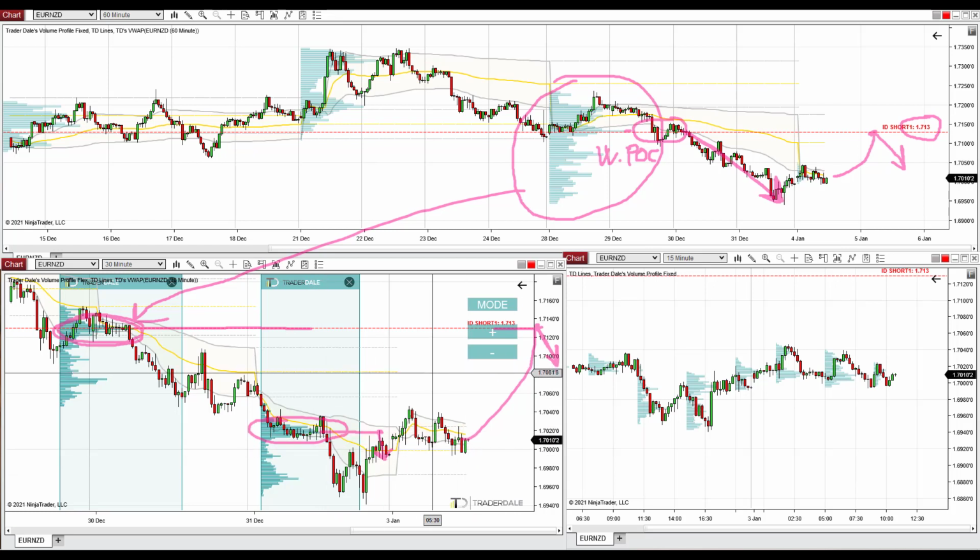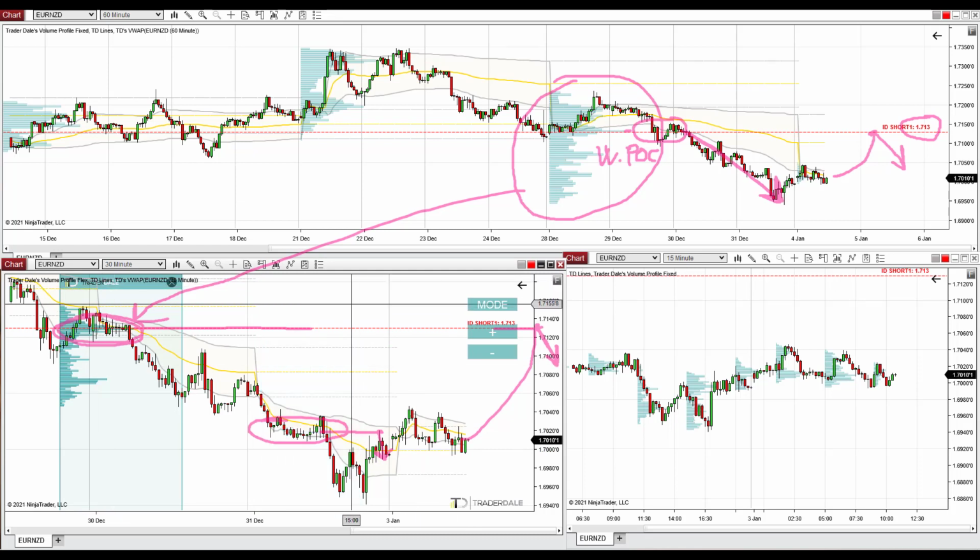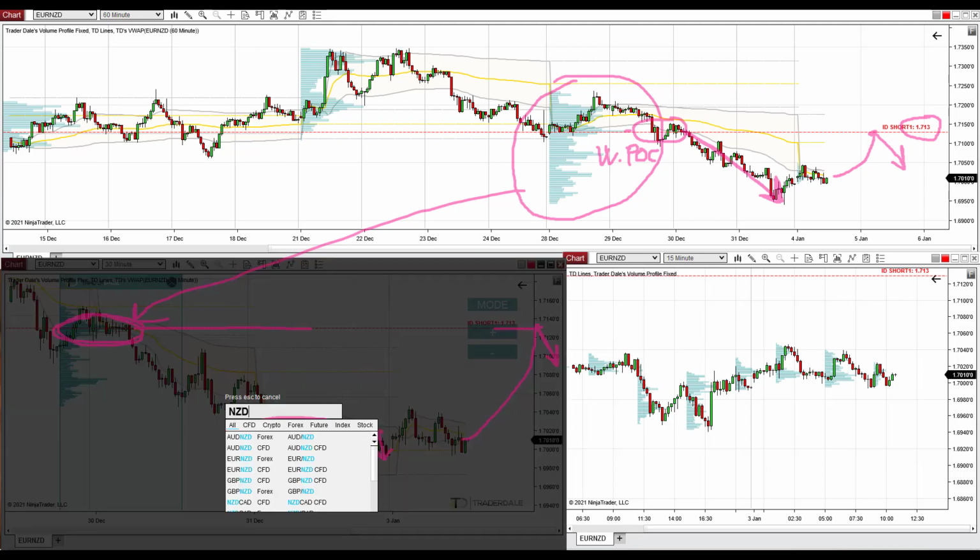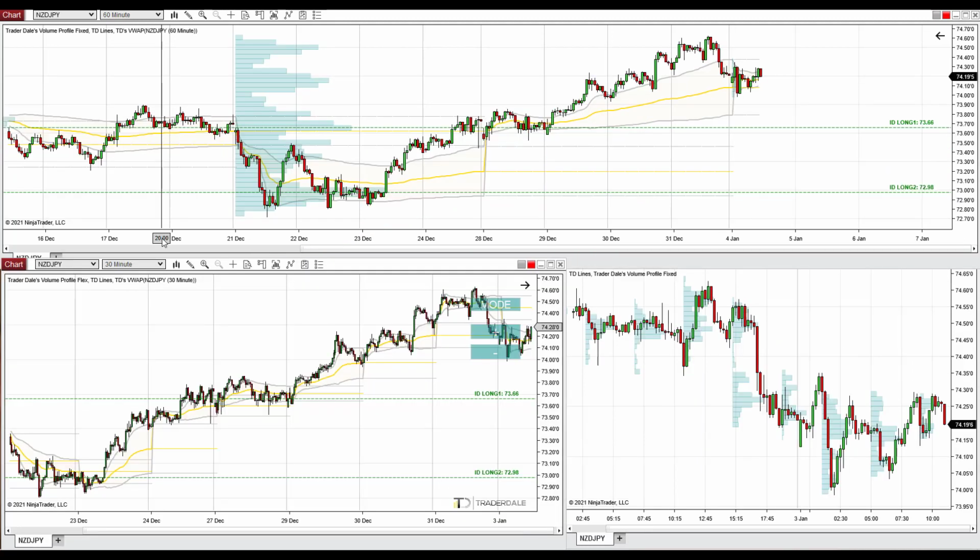All right, so let's move forward and have a look at the next trading idea, which will be on the New Zealand dollar Japanese yen. So this is the New Zealand dollar Japanese yen, and what I have in here are two strong support zones.